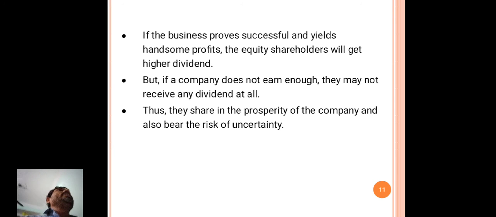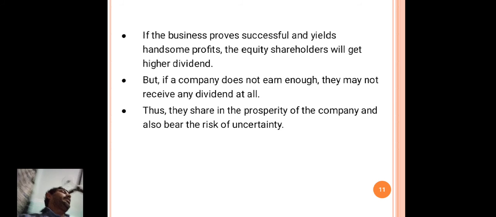It means the rate of dividend depends on the successful running of the business. If the company is running very well and getting more and more profits, generally the rate of dividend will be high to the equity shareholders. So the point is that the rate of dividend is not fixed. But if a company does not earn enough, they may not receive any dividend at all.